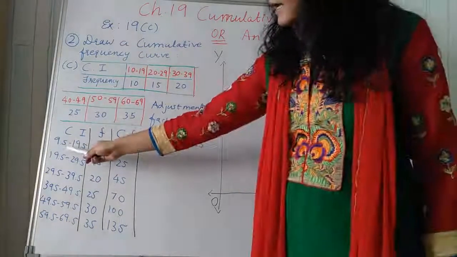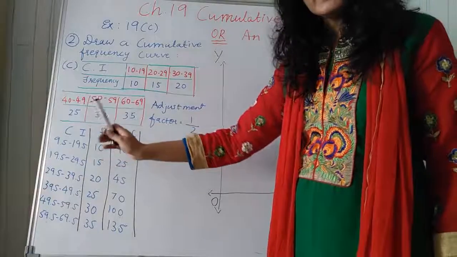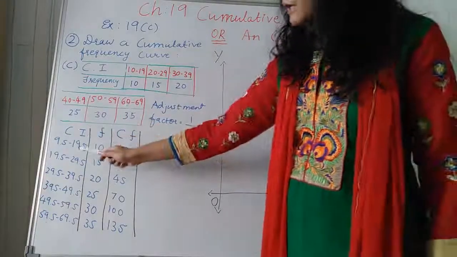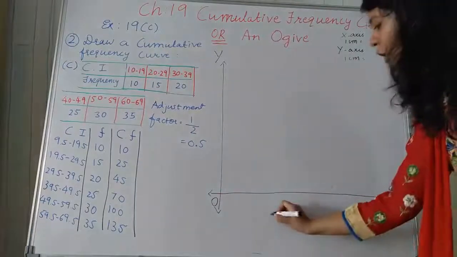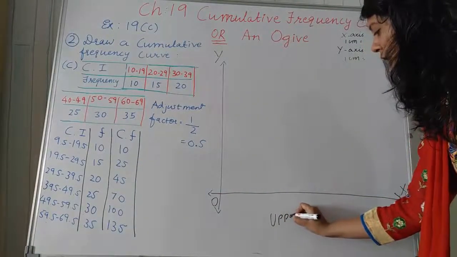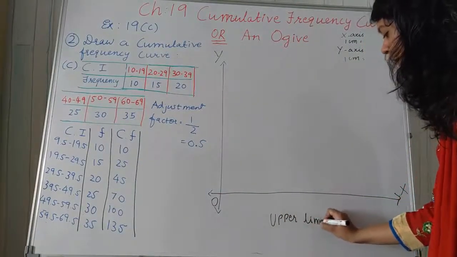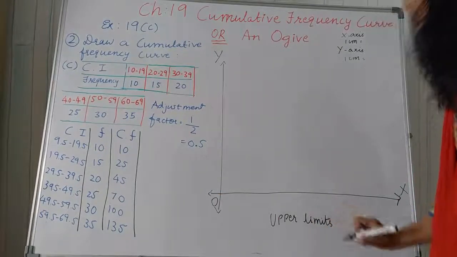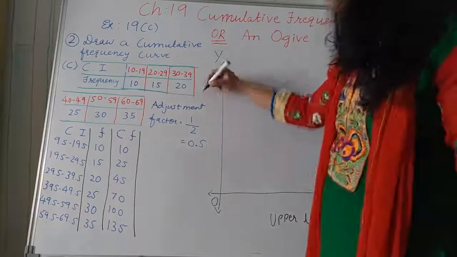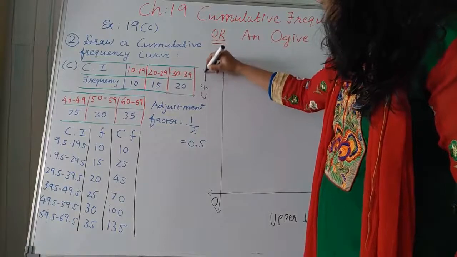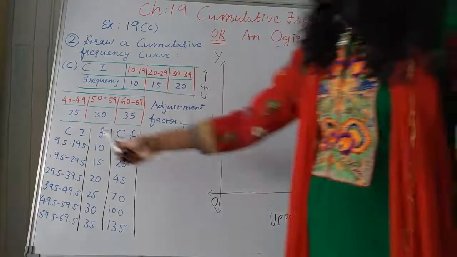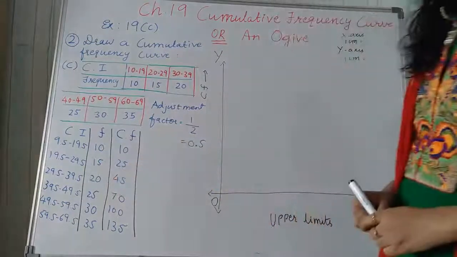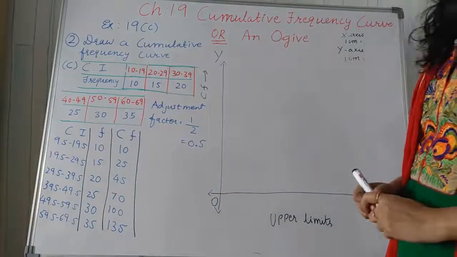On the x-axis, what are we going to take? Only the upper limits. So the upper limits are 19.5, 29.5. Let me write here what we are taking on our x-axis. They are only the upper limits. Remember this thing. And on the y-axis what do we take? We are taking cumulative frequencies, which means CF. So this is 19.5 to 69.5, 10 centimeter gap.